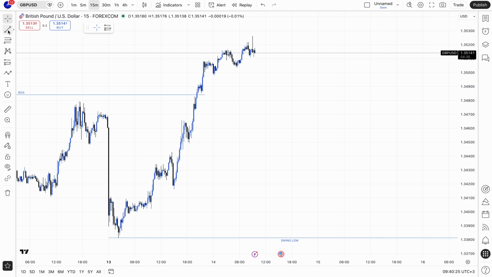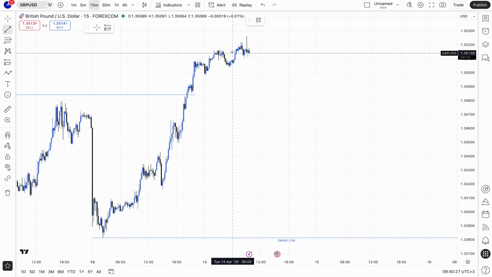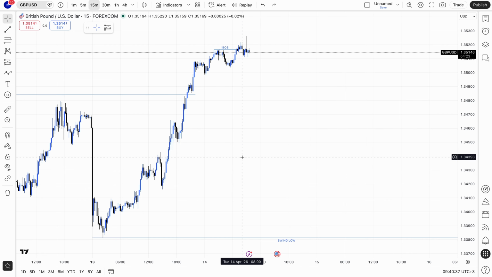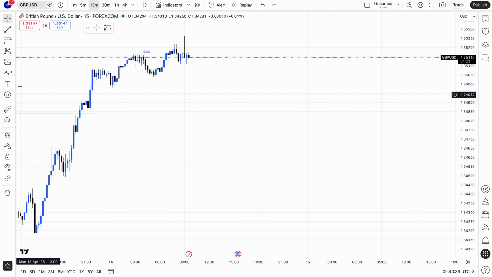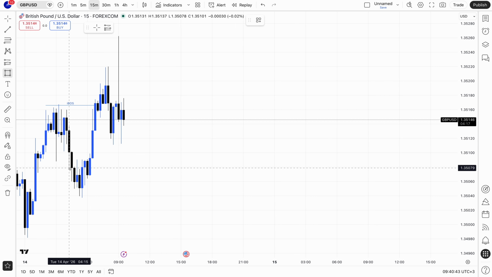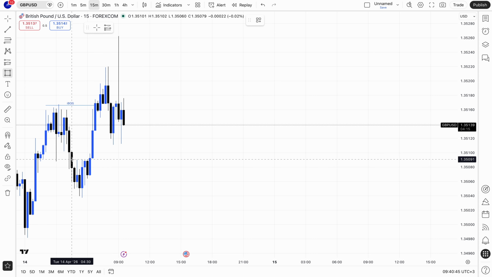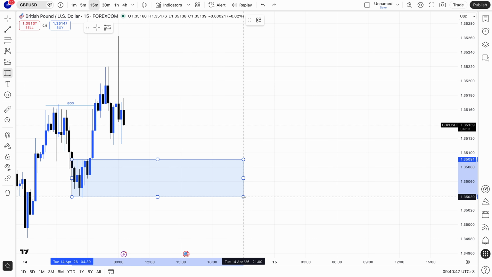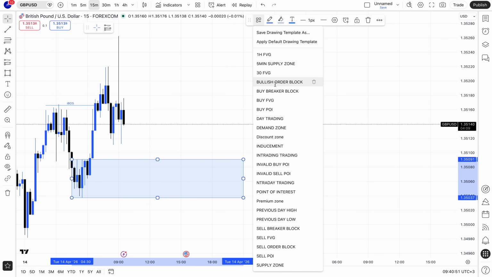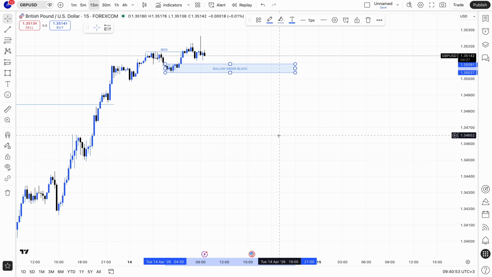And then from here we have our break of structure to the upside. And then you have our internal bullish order block. This is our bullish order block.